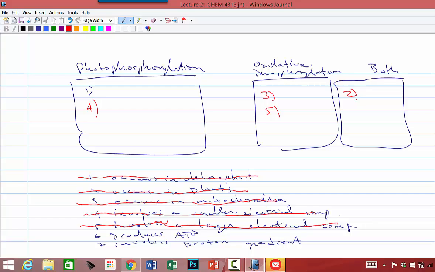Okay, produces ATP. Both, right? Photophosphorylation as well as oxidative phosphorylation will produce ATP. Very good. Okay. 7 involves a proton gradient. Both. Very good. All right. Okay.